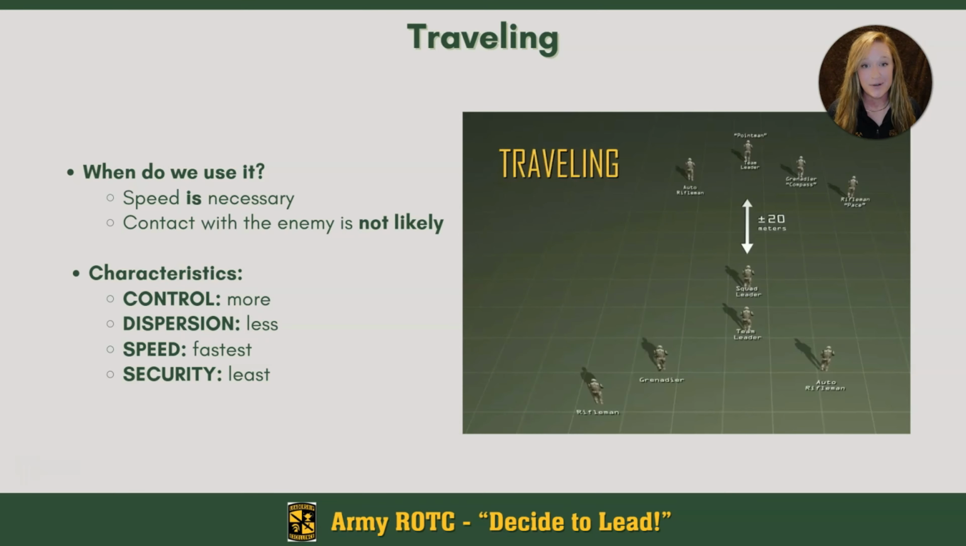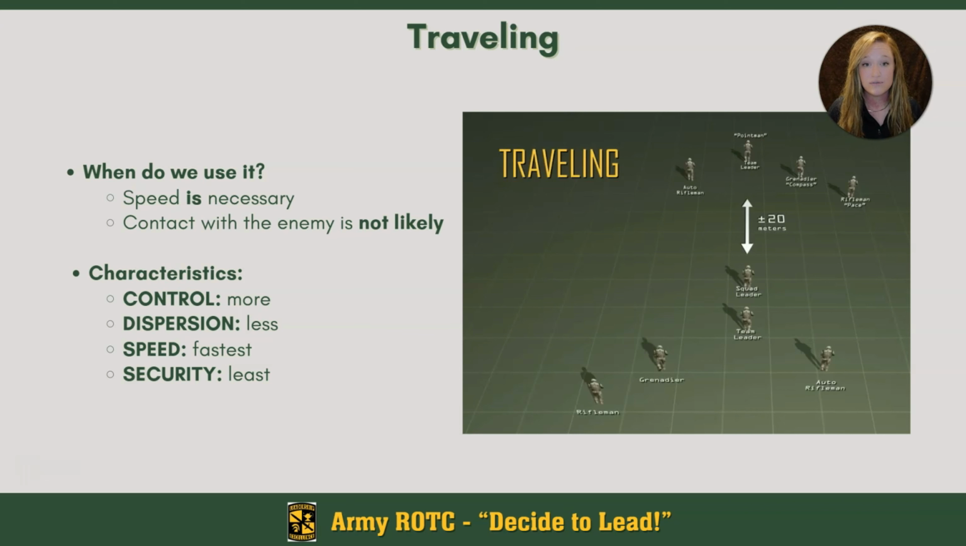Okay, so now we have an overview. We understand what squad movement techniques are. Now might be the time to take some notes. So let's talk traveling. Traveling is simple. Like I said, it's more the default movement technique that we use in squads. Now, this is when we need speed, we need to be quick, and we're not expecting any contact with the enemy.